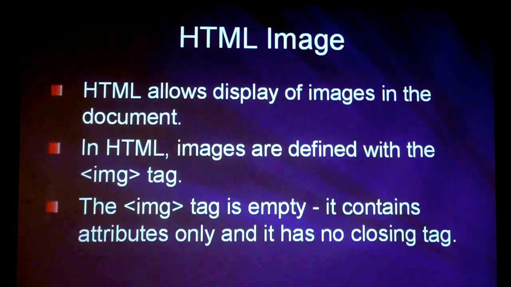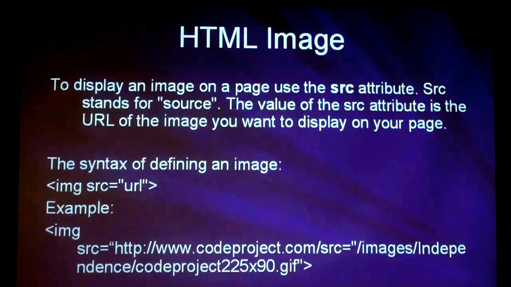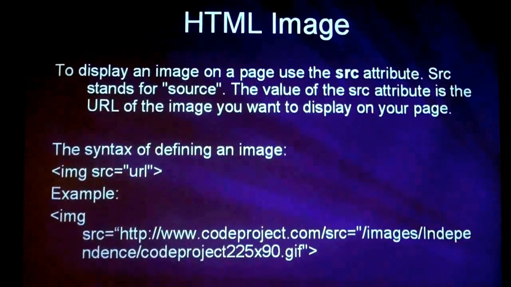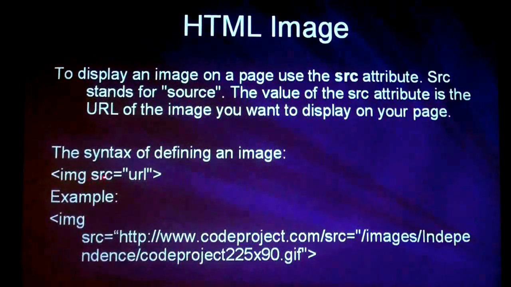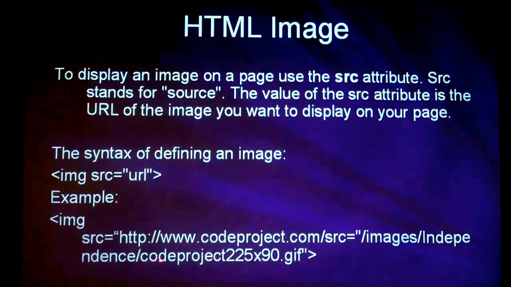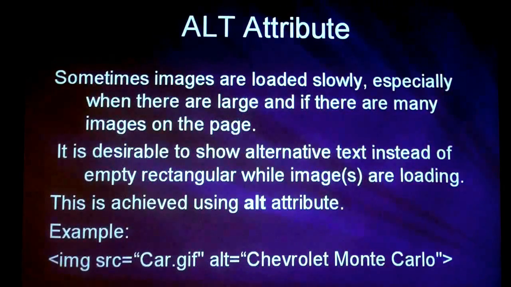So we use the image tag, and also we use an attribute to the image tag, which is source. In this particular case, it looks like the template is the following. We say img space src, source, and then we specify the URL, which might be an HTTP location, or it might be a local file, whatever. So as soon as you can locate the image, that will work. This is an example of that, and the image name is code project 225 by 90 GIF in this case. So I believe we created a web page in which we incorporated the image. Okay, so we see basically how it works.